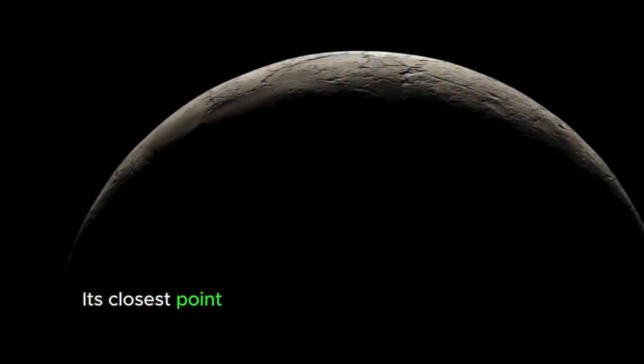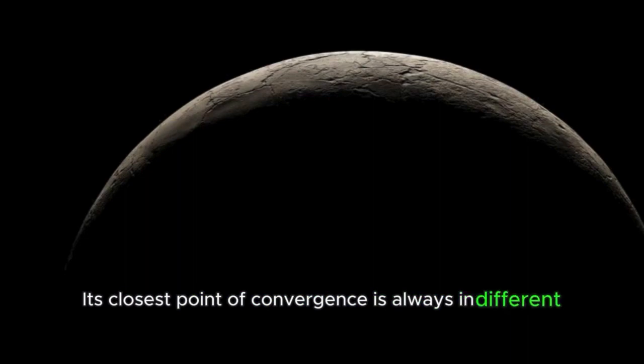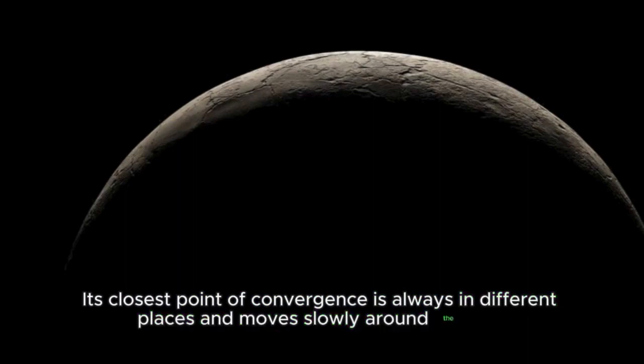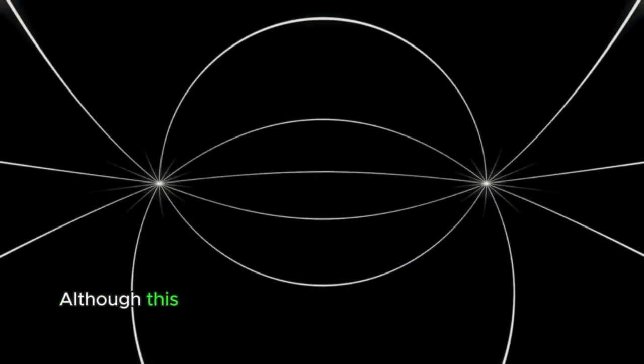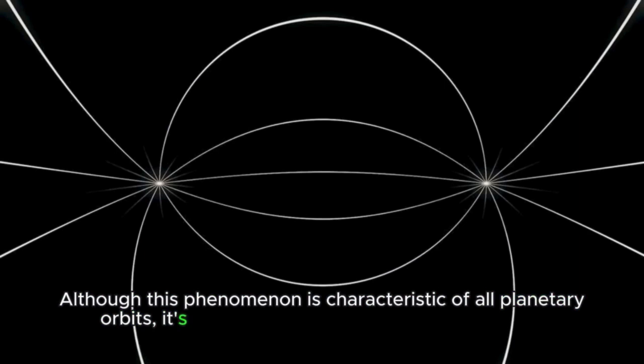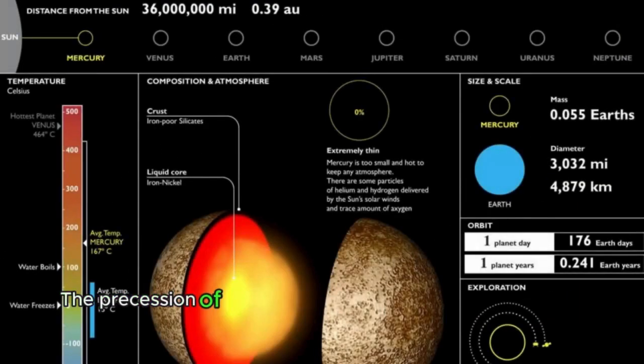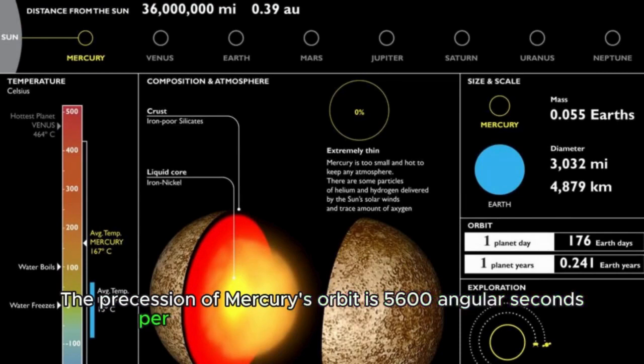Its closest point of convergence is always in different places and moves slowly around the Sun. This process is called precession. Although this phenomenon is characteristic of all planetary orbits, it's most obvious and surprising in Mercury. The precession of Mercury's orbit is 5,600 angular seconds per 100 years, when observed from Earth.